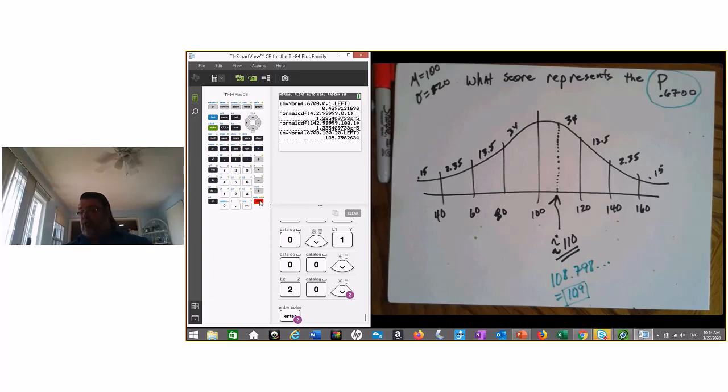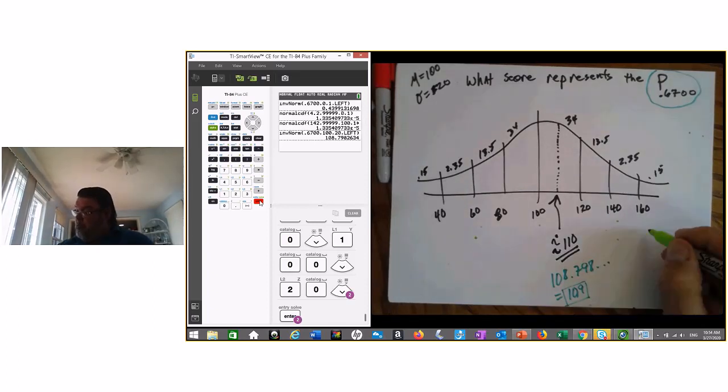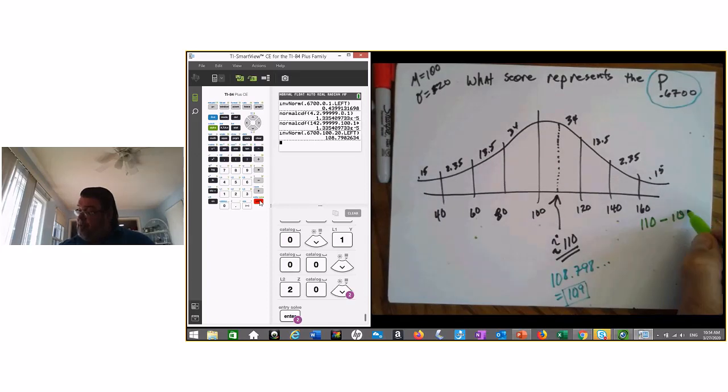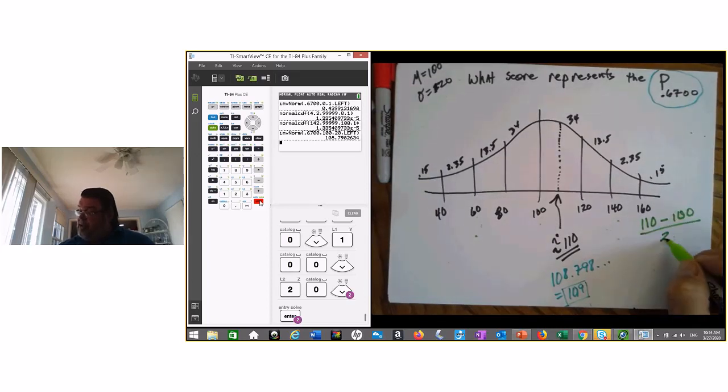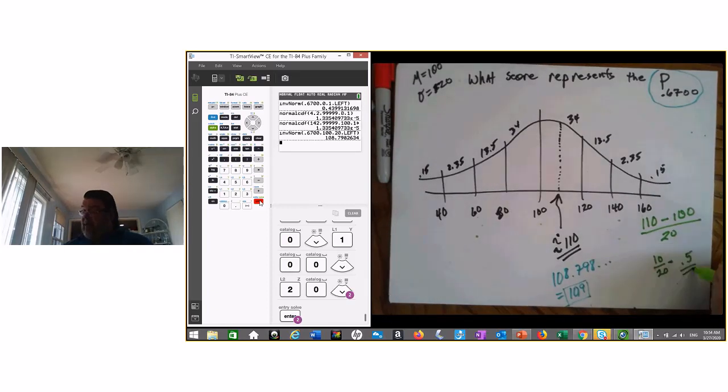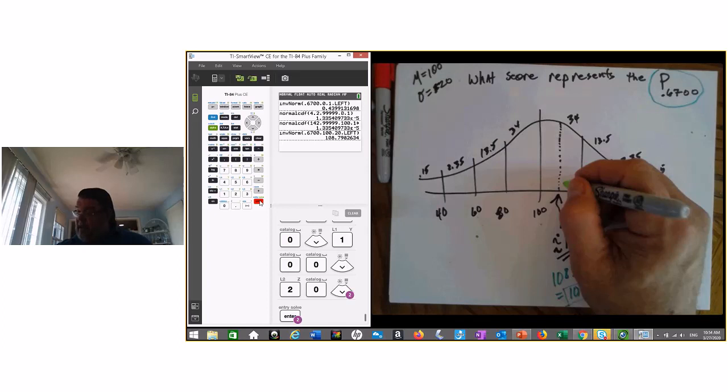Now, what do you do if you have an older calculator? Well, you have to turn 110 into a what? You have to turn it into a z-score. So I'm going to go over here in green, and I'm going to say 110 minus 100 over 20. 110 minus 100 is 10. 10 over 20 is equal to 0.5. So now I've got this as 0.5.